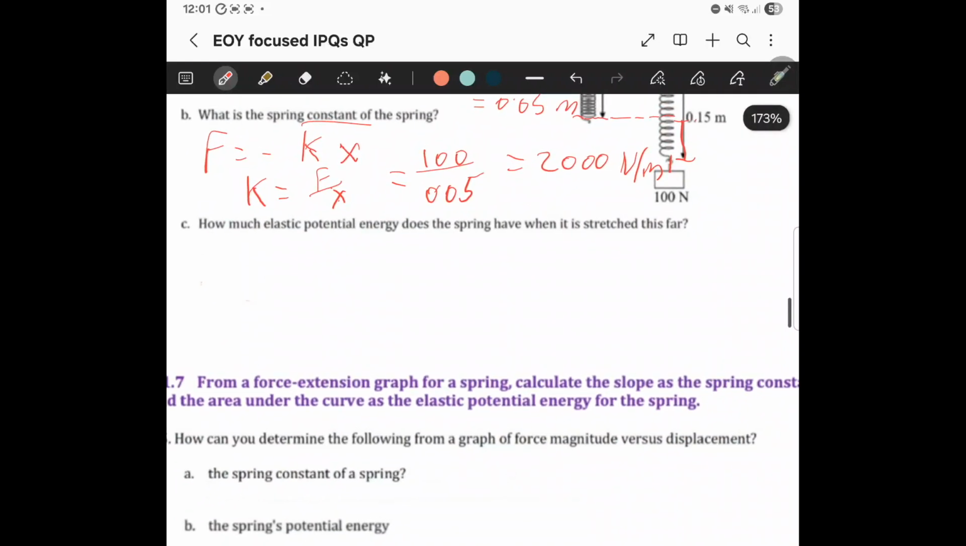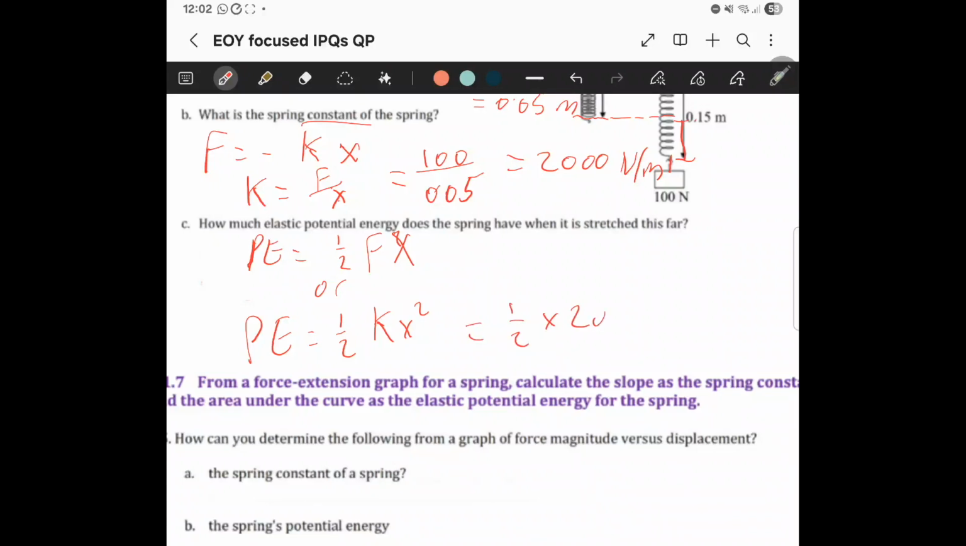Okay, how much elastic potential energy does the spring have when it's stretched this far? You have two options. You can do PE equals a half Fx, or you can do PE equals a half kx squared. You will get the exact same answer no matter which one you do. So let's just continue this one. Half times 2,000 times 0.05 squared. Solving that, you should hopefully get 2.5 joules.